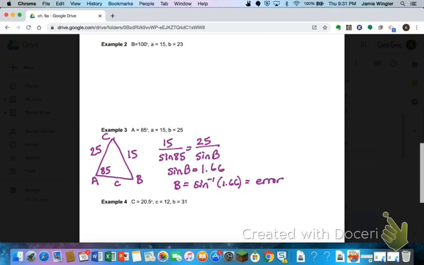When you get an error on your calculator, that means that no triangle exists. The reason why no triangle exists is because sine or cosine, if you're working with cosine, those values can't go higher than 1, and 1.66 is bigger than 1.